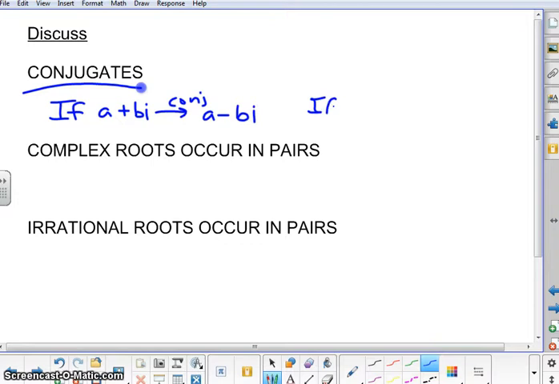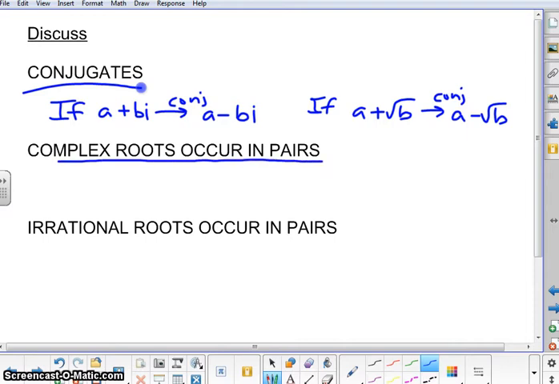Same thing with radicals. If you had a plus the radical b, then its conjugate is going to be a minus root b. So notice the sign is the only thing that changes. Okay? And the one thing you need to know, which we really didn't emphasize way long ago when we talked about conjugates, is the fact that they always come in pairs, which is going to be helpful for this lesson. So some examples.